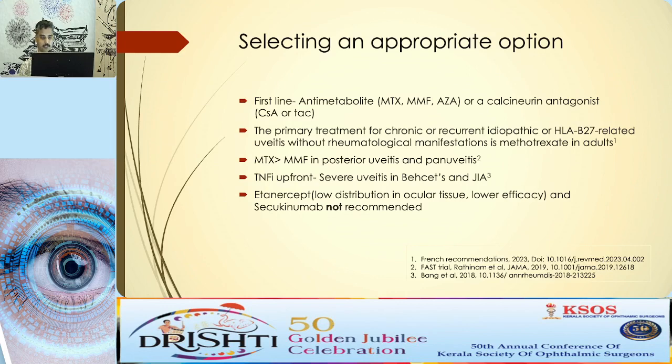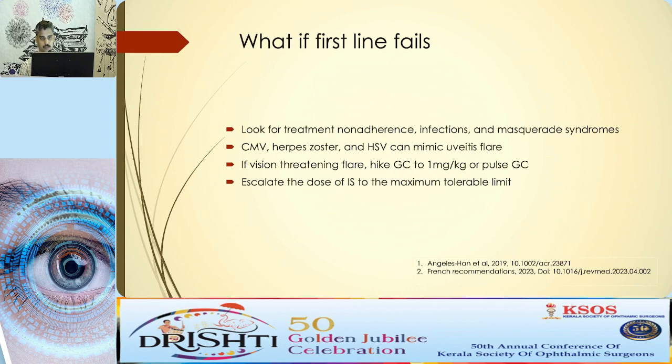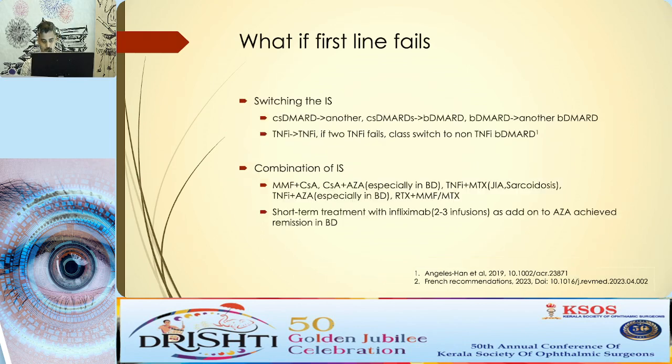In a few conditions like severe uveitis in Behçet or in JIA, you may have to use a TNF inhibitor, that is adalimumab, upfront. Two molecules, etanercept, which is a TNF receptor antagonist, and secukinumab, which is an IL-17 antagonist, are not recommended in uveitis, and have been shown to have some deleterious effects in the eye. If the first line fails, look for non-adherence, infections and masquerade syndromes like lymphomas. And if it is vision threatening, hike the steroids. You can even use pulse glucocorticoids.